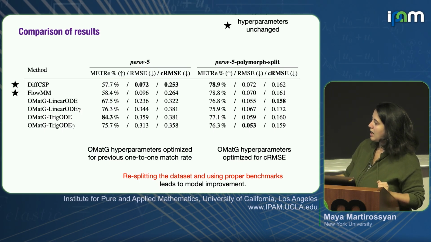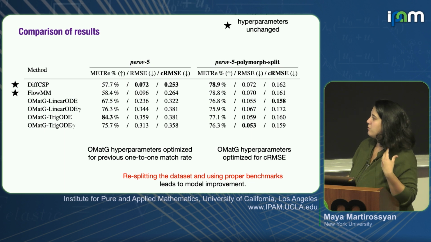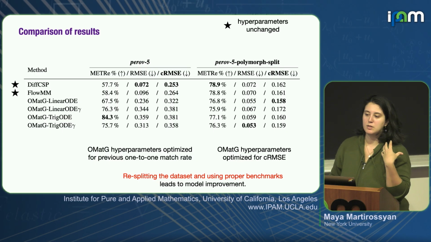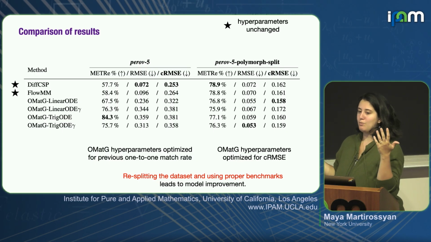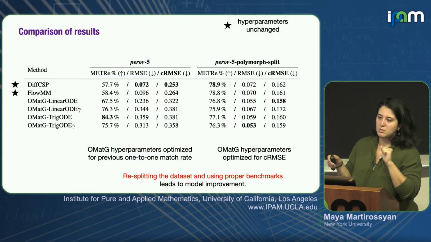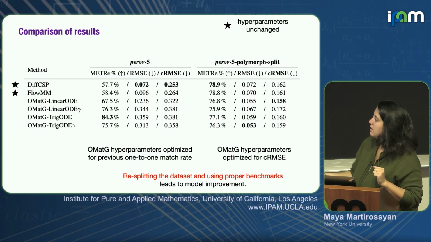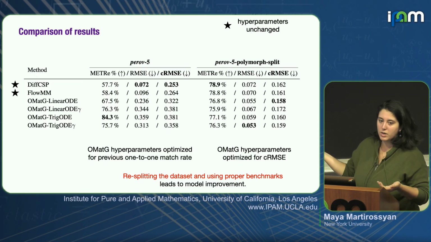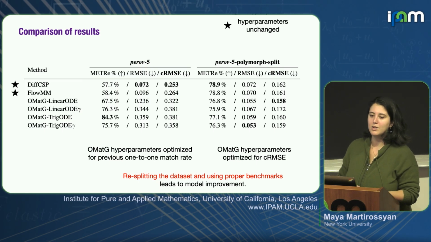And then here for our models, we went a step further. We actually optimized our hyperparameters differently. Instead of optimizing for match rate, we optimized for our preferred metric, this quality plus quantity metric, which we called corrected RMSE. This also led to pretty significant model improvement. In fact, the best results for corrected RMSE were predicted by our models, which is not surprising because we tuned them for that.